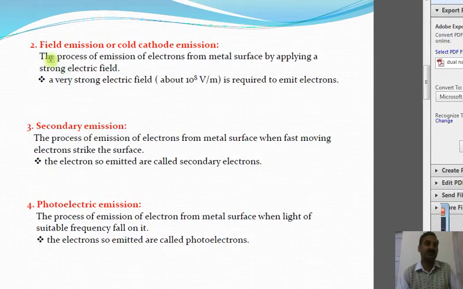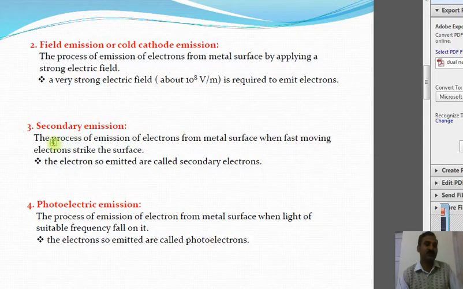Next method to eject electron is field emission or cold cathode emission. Again, the name suggests field emission. That means in this process, the emission of electron from metal surface will take place by applying a strong electric field. Whenever a strong electric field is applied, it will exert force on the charge, that is electron, and the electron will get ejected from the surface. A very strong electric field is required for this purpose, roughly of the order of 10 raised to power 8 volt per meter.